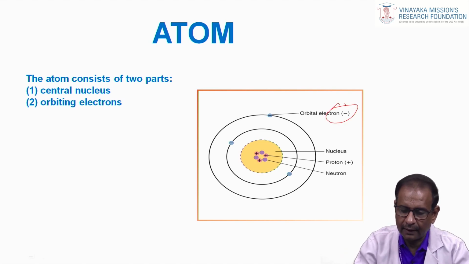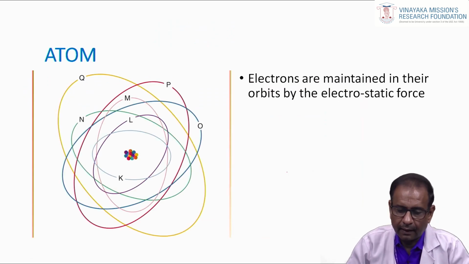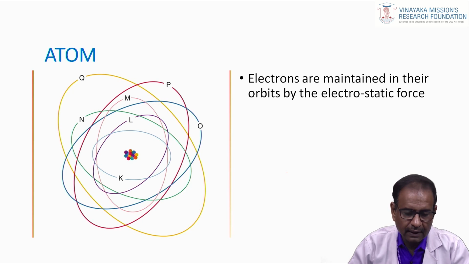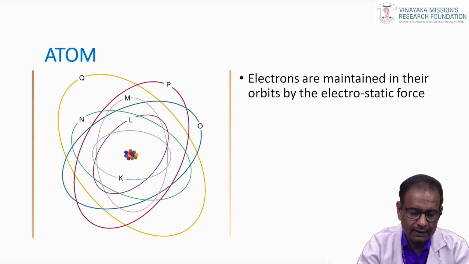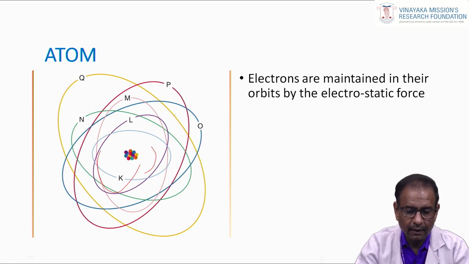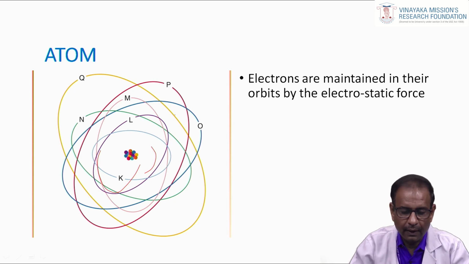This is the orbiting electron. This is the nucleus, marked in yellow. It contains positively charged protons and neutral neutrons. The electrons are maintained in their orbits by electrostatic force. There are different levels of orbits. First is the K orbit, then L and then M, going around the nucleus.